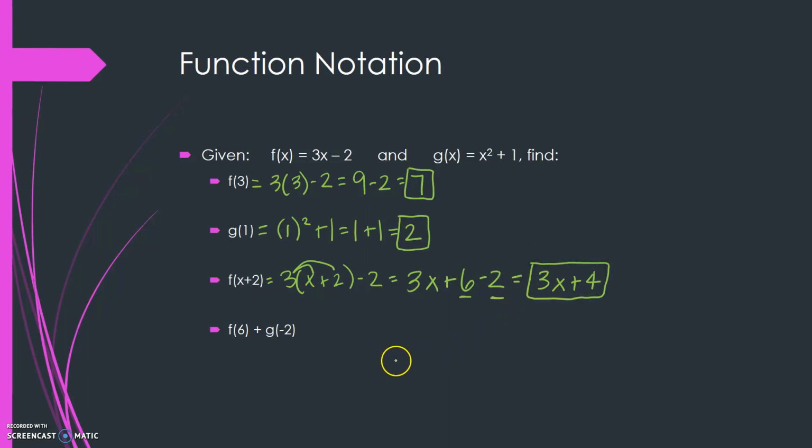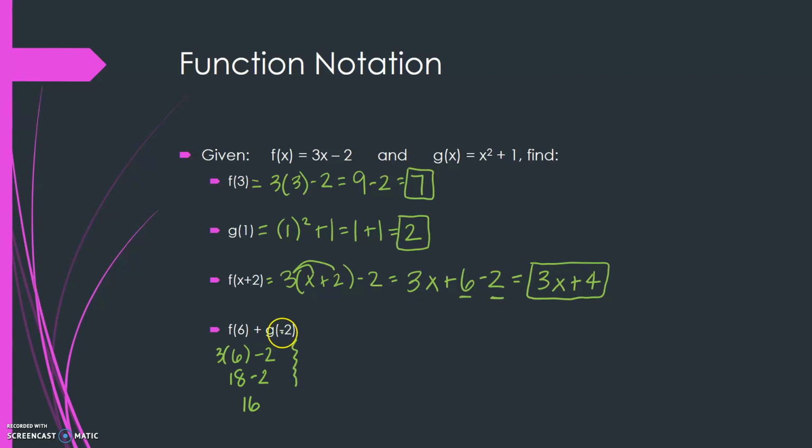And the last one, I've got f of 6 plus g of negative 2. So I'm going to find f of 6, get a number, then find g of negative 2 and get a number, and then add them together. So to start with f of 6, I'm going to replace the x with 6, so I've got 3 times 6 minus 2. 3 times 6 is 18. 18 minus 2 is 16.